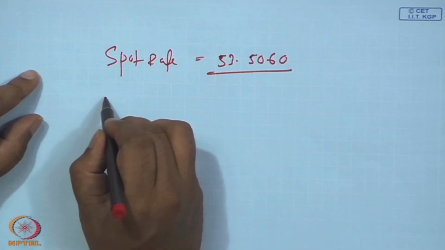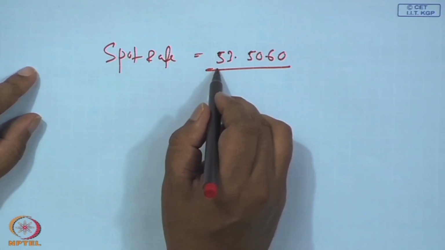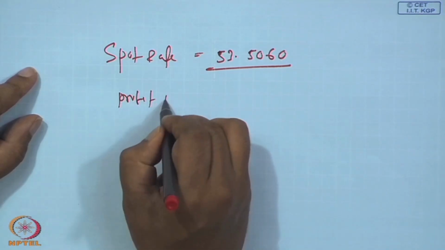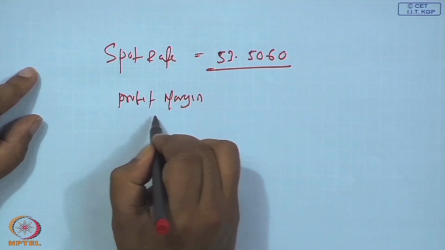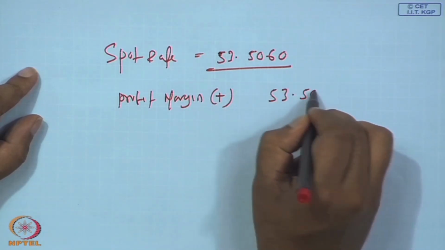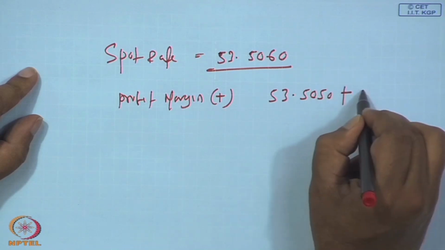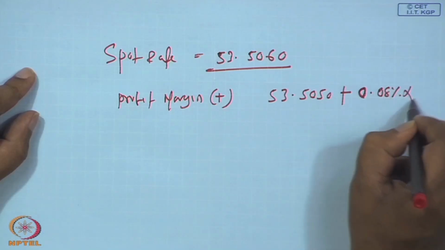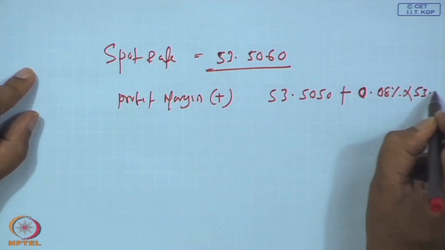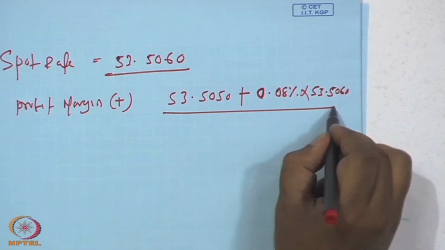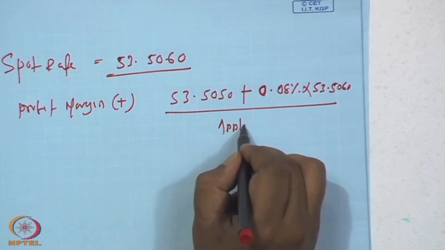Here you have to add the profit margin, which will be positive. So, 53.5050 plus the profit margin of 0.08 percent on 53.5050 gives 53.5060. This will be the applicable rate.